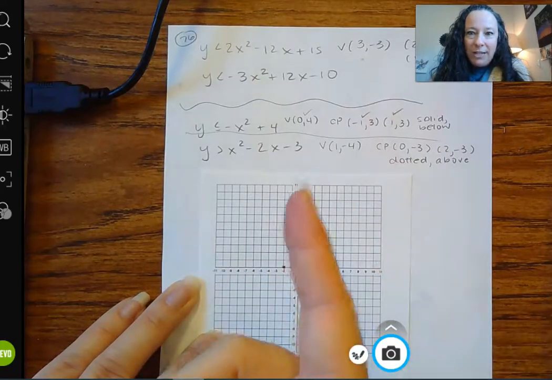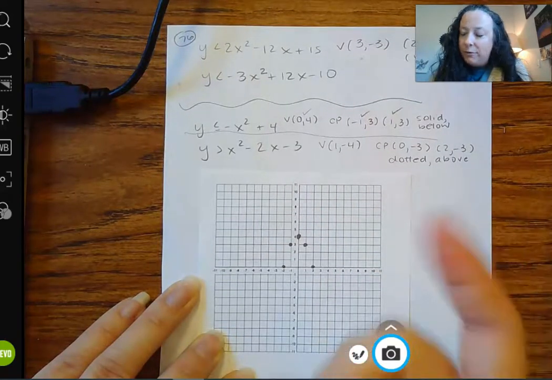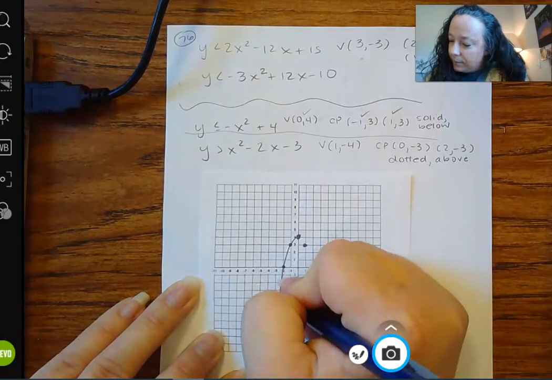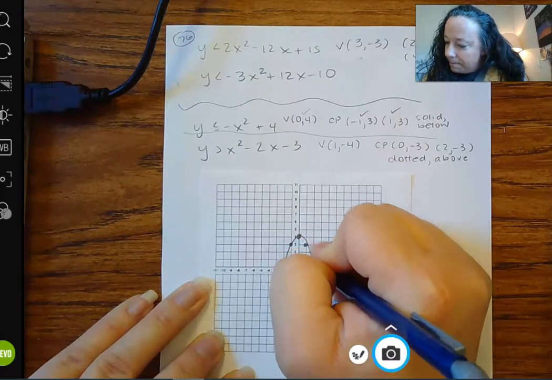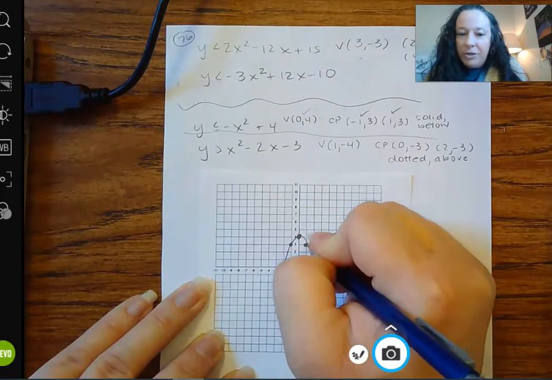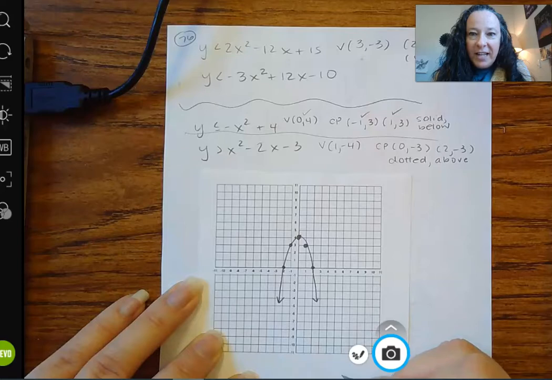I could have shown you that on Desmos. I just didn't show you that, but just get the intercepts from Desmos. And I just do the best I can. I don't want to make it a V. It is a U. It's an upside down U.